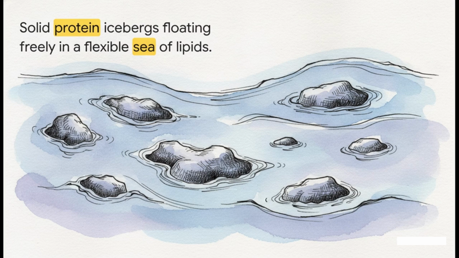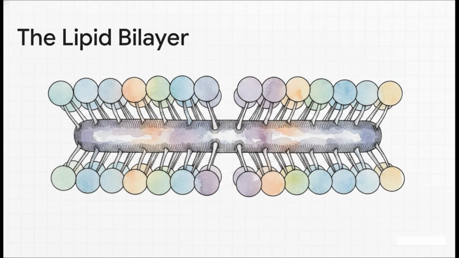until they proposed what's known as the fluid mosaic model. It's a game changer. You have to imagine that the boundary of your cells is not some stiff, rigid brick wall. Actually, scratch that. It's more like a highly dynamic, flexible ocean of fluid lipids. And floating freely within this ocean are these solid protein icebergs. The real chemical genius of this membrane is how it literally builds itself automatically.